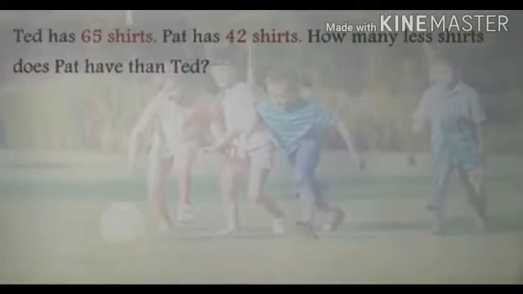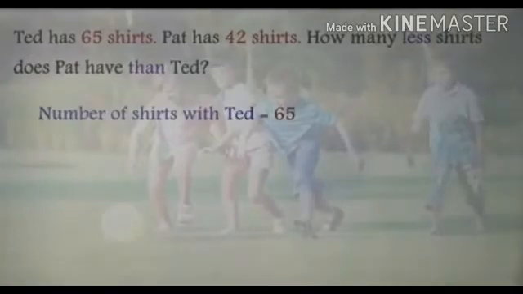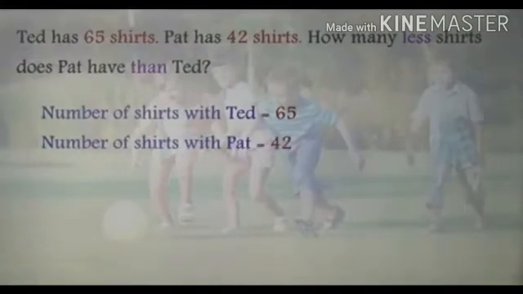Firstly, we need to find what is given to us. What is given? Ted has 65 shirts. So we write number of shirts with Ted is equal to 65. Next, what is given to us? Pat has 42 shirts. So number of shirts with Pat is equal to 42. So we have written what is given.